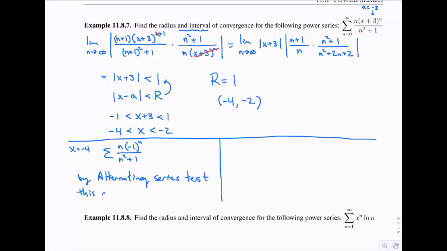Because the limit heads towards 0, right? The limit of the terms, and it's decreasing, so perfect. How about for x equals -2? And actually, let me pause for a second. So I need to change my interval of convergence, right?